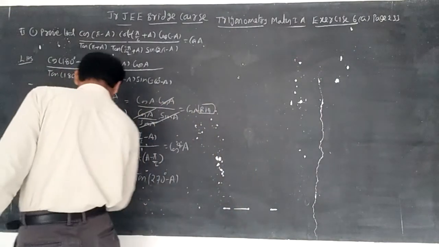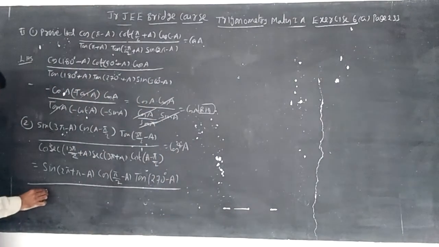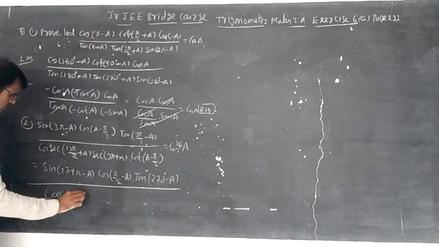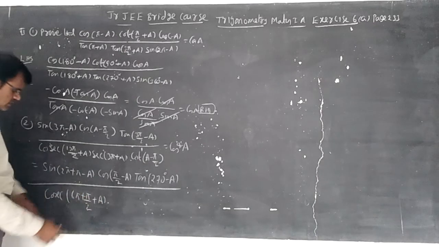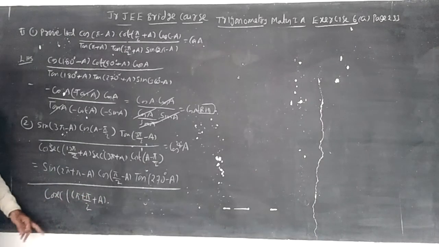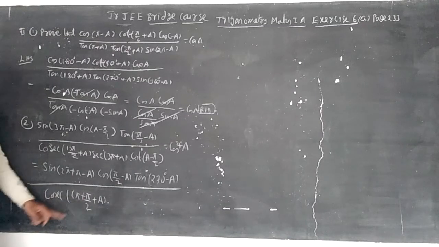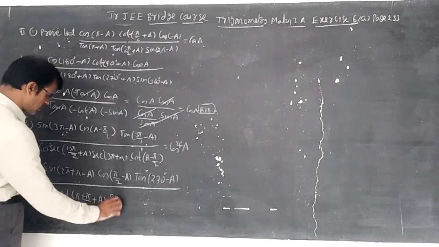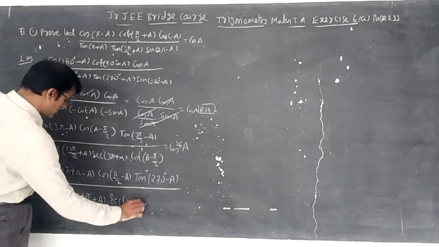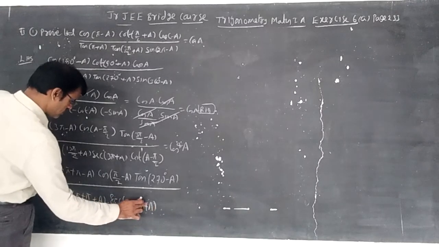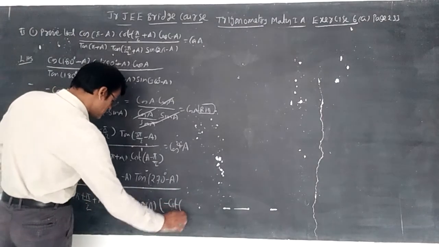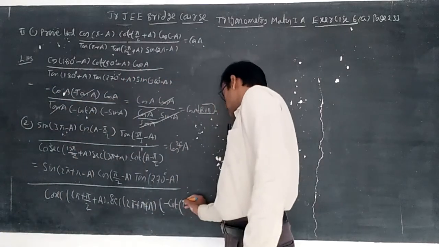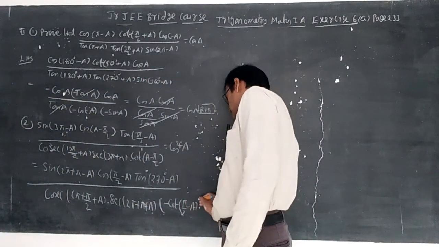Whole by cosecant of 6 pi plus pi by 2 plus A. 13 pi by 2 becomes 6 pi plus pi by 2, into secant of 2 pi plus A, into, taking minus common, minus cot of pi by 2 minus A. Because cot of minus theta is minus cot theta.